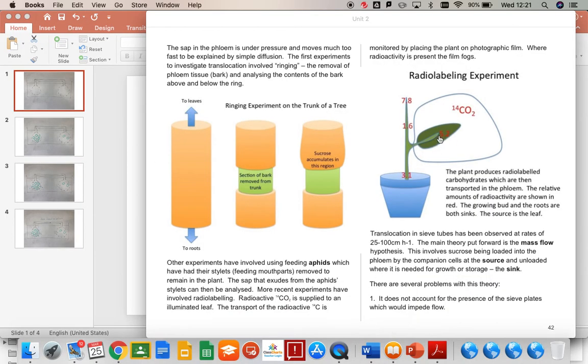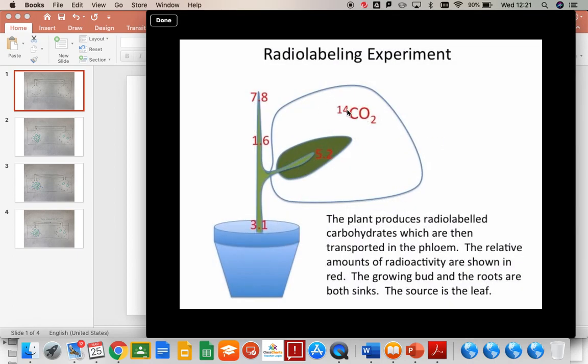Right, other classic experiments that we have: what we can see here is if you feed a plant leaf radioactive carbon dioxide, it will convert that into glucose and then be transferred into sucrose and transported around the plant. So what we can see in this case is that it's been transported to the growing point, some has gone down to the roots, and we can see some in transit. So what we can see from this is what's called bidirectional flow, because we've got the radioactivity moving up the plant and moving down the plant.